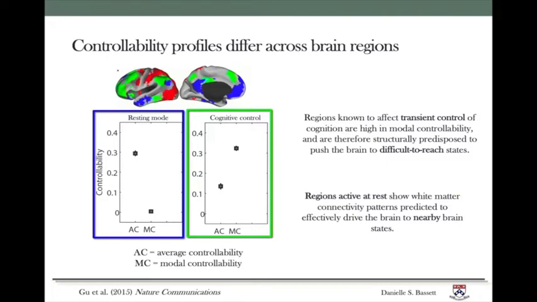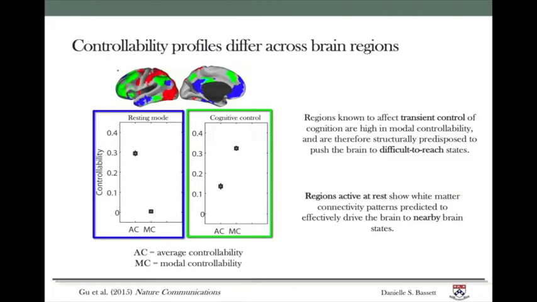And I've separated out the regional results into two different systems that I think are particularly interesting and relevant. In blue, what I'm showing you are the controllability values for regions that are in the default mode system, highlighted in dark blue on the brain here. And here's the degree of controllability for either the average strategy or for the modal strategy. You can see that there's a strong preference for those regions to have high values of average controllability.